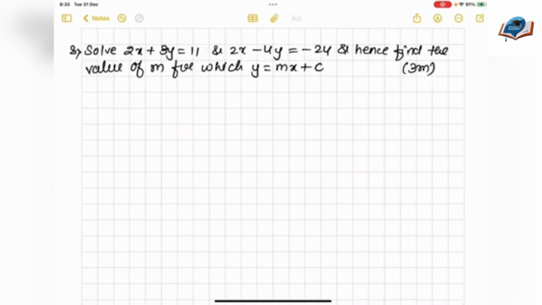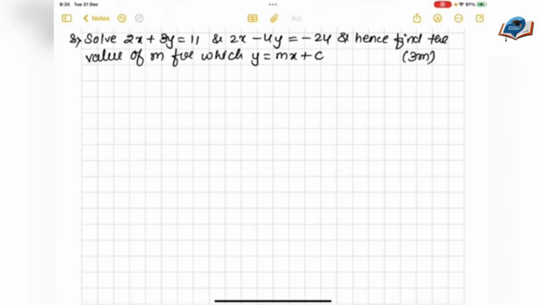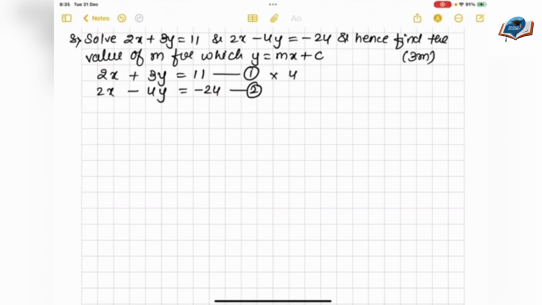Now the eighth question says solve 2x plus 3y equal to 11 and 2x minus 4y equal to minus 24, and hence find the value of m for which y equal to mx plus c. So the equations given to me are 2x plus 3y equal to 11, let me call it number 1, and 2x minus 4y equal to minus 24, this as number 2.